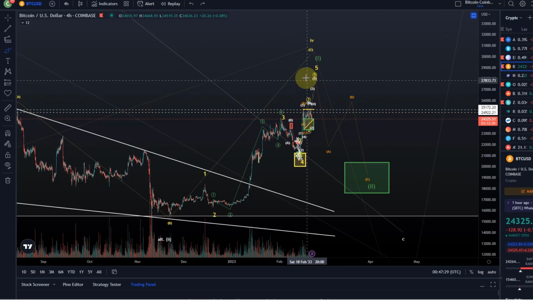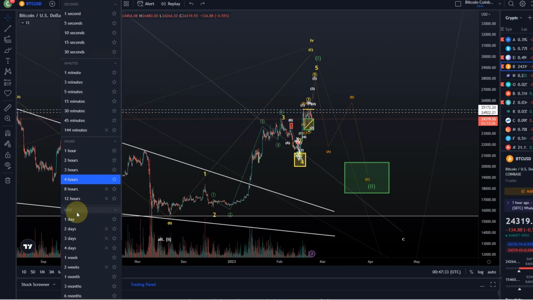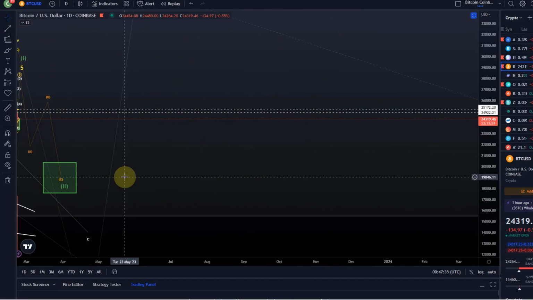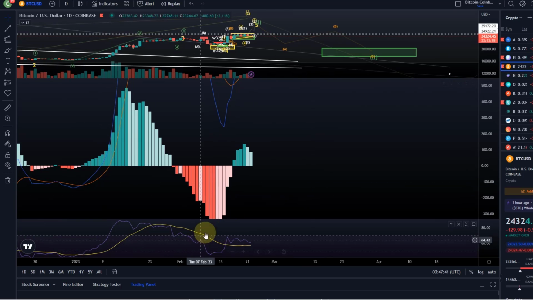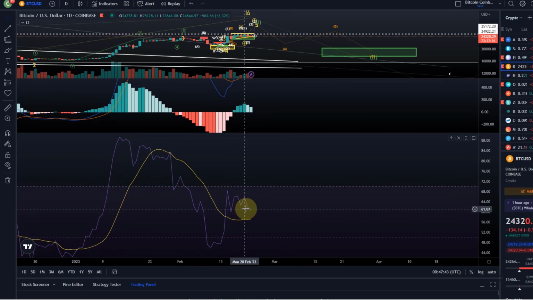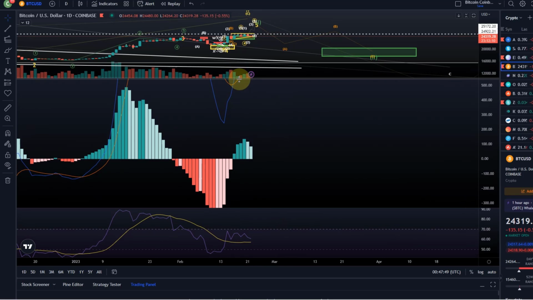However, I do fully acknowledge the possibility we could rally much higher, also due to the situation. If we look at the indicators on the daily chart, the MACD and the RSI, we are not overbought on the RSI. We're in a wave 5, and we're only at around 60 on the RSI. That certainly has the scope to rally higher.